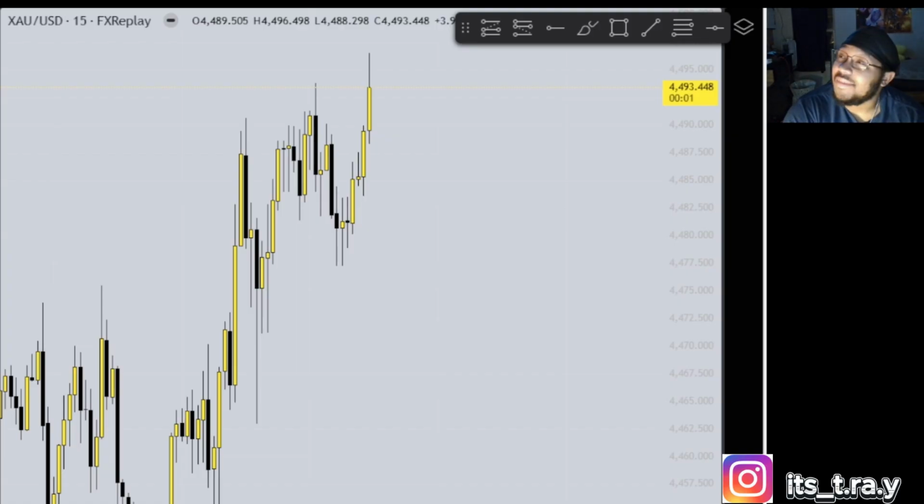What would be the third one? Let me think. What would be the third trading myth? Oh, this is a big one, because I've been hearing this one a lot. Debunking trading myth number 3. You can only make money when the market is going up. That is completely false. Completely false. You can make money if the market is going up or if the market is going down.